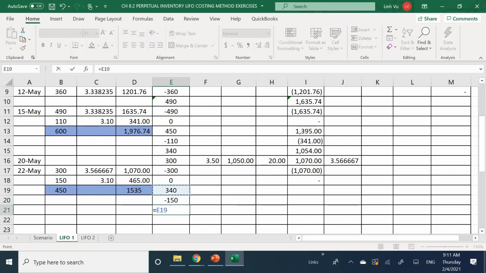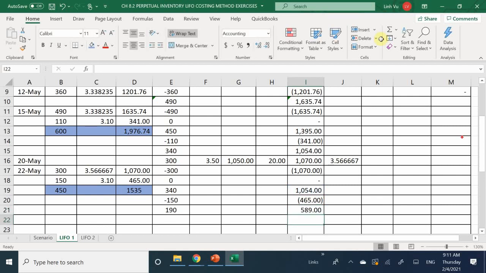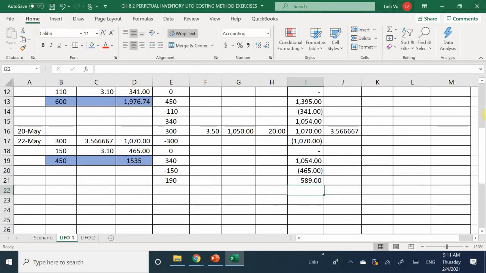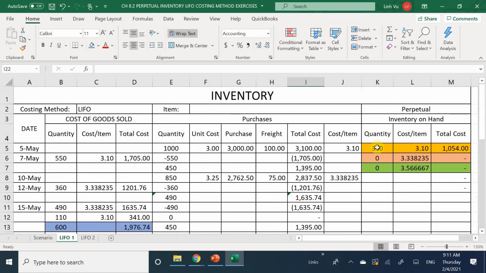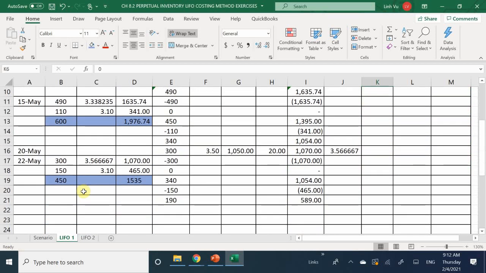And of course, I'm going to go ahead and pull the information from above, the 340. Yes, 340. And I'm going to eliminate 150. So I should have 190 left. Same thing up here, I'm going to pull the information down from above. I'm going to eliminate this $465, giving me a new grand total of $589. So here, 340 minus 150. There you go, 190, $589. Okay, good.